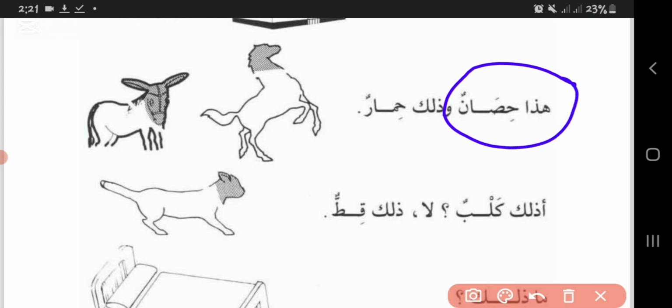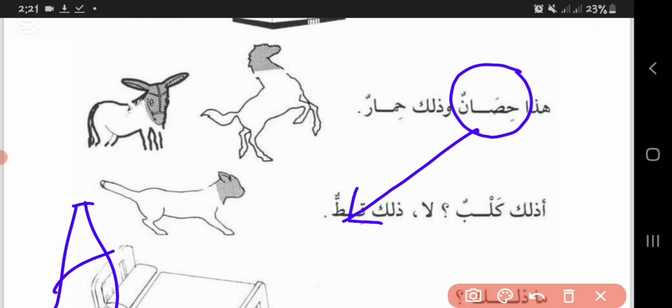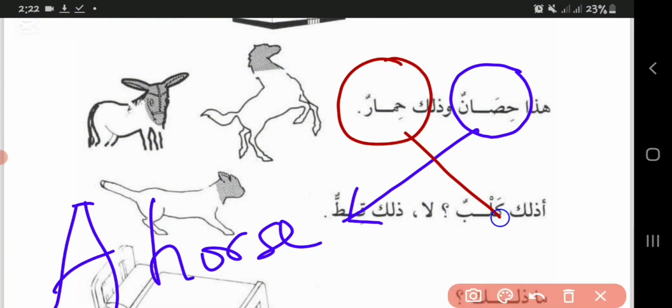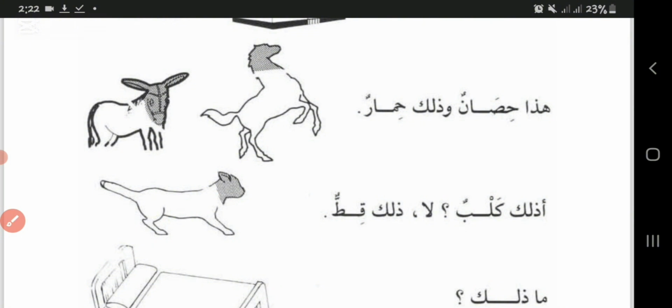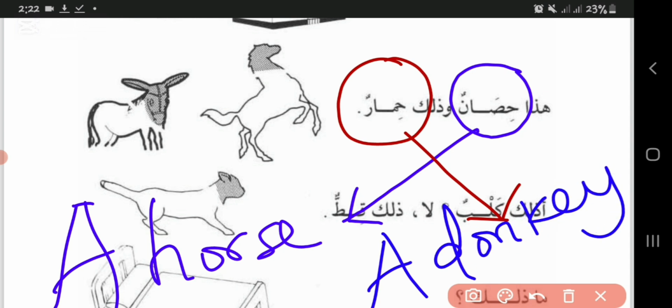هذا حصان, this is a horse. حصان in this case is a new word, which means what? A horse. Then the other one, which is himarun, means a donkey. So himarun means what? A donkey. So hisanu means a horse and himaru means a donkey.